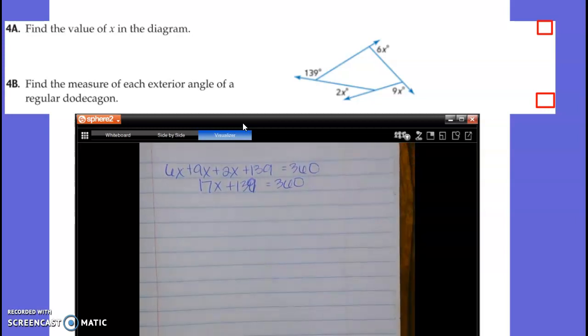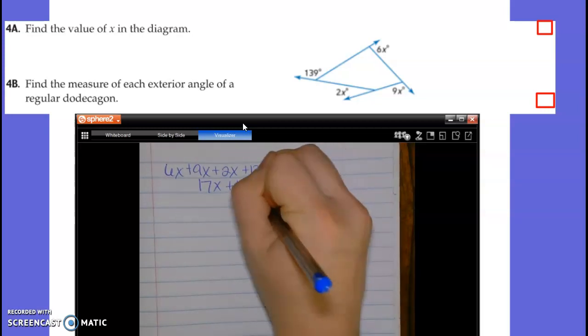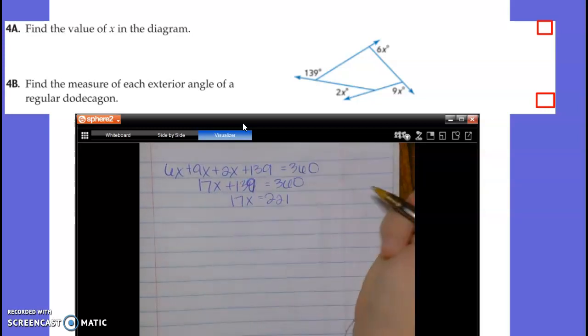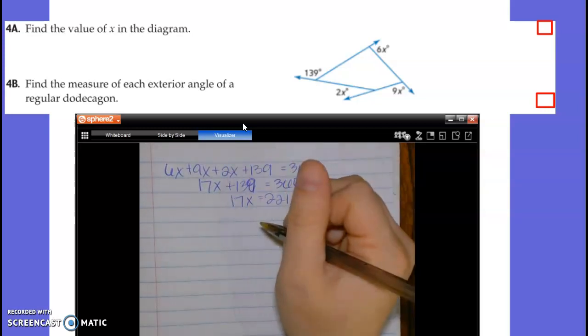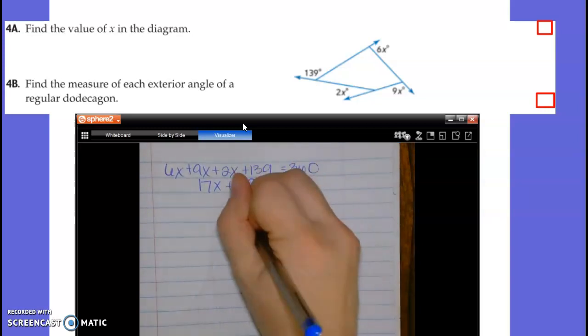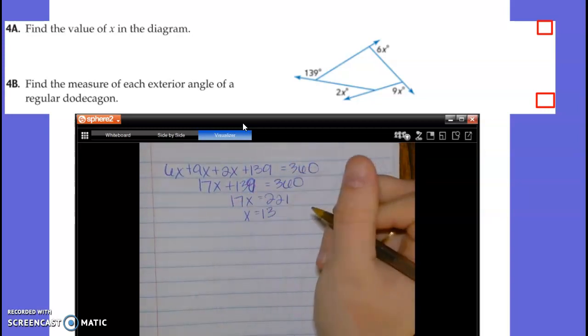Again, solving that simple equation, you would take away 139 from 360 to give you a value of 221, which gives you 17 groups of x. Dividing by 17 on both sides, you would get x is equal to 13.